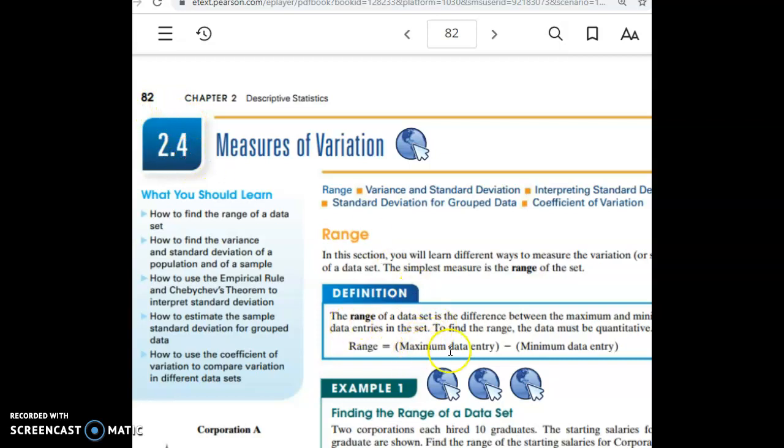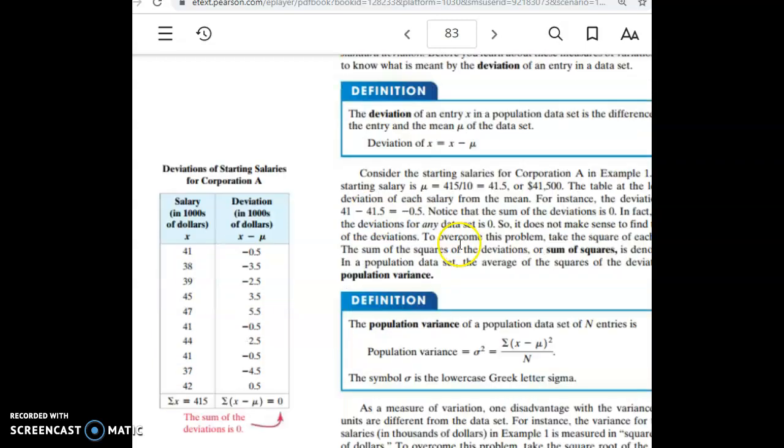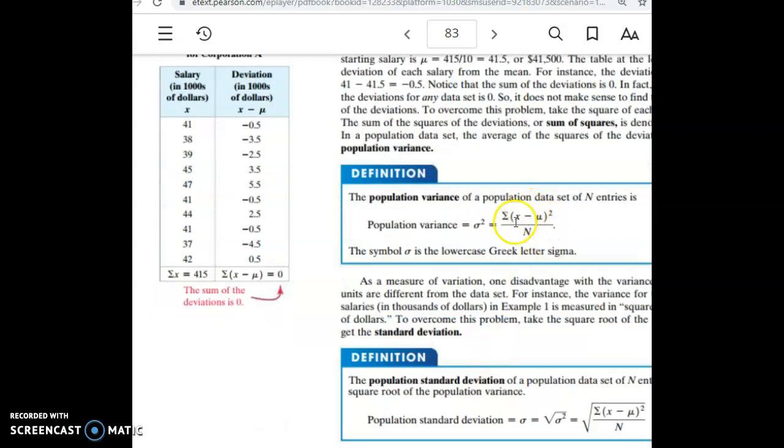The range is the maximum data entry minus the smallest, largest minus smallest. For deviation, you find the mean of the data values, which is you add up all the data values and divide by how many there are. Each data value's deviation is how far away it is from that mean, the data value minus the mean. We use that value of deviation in our formulas for variance and standard deviation. These two things, variance and standard deviation, give us a number to tell us how spread out the data is from the mean.